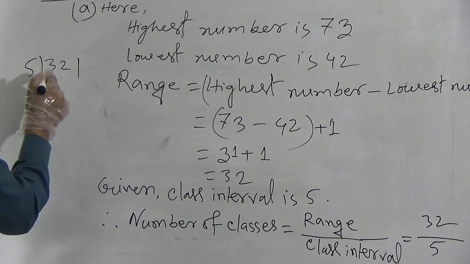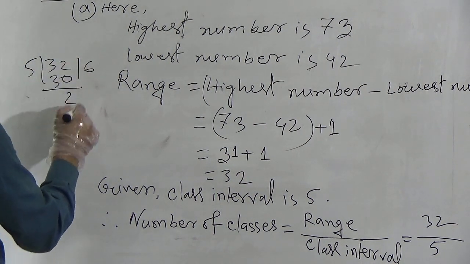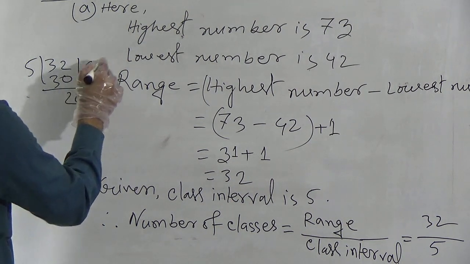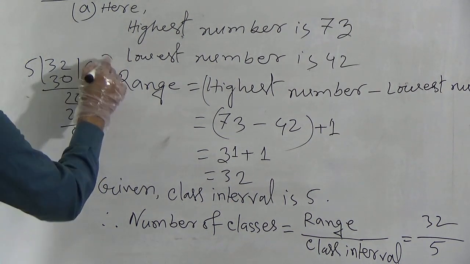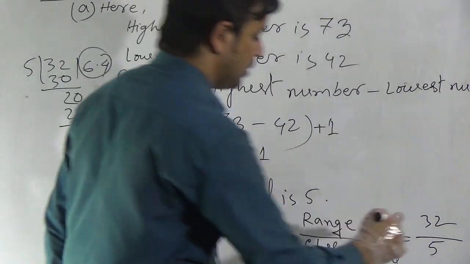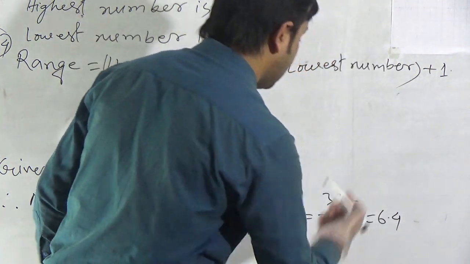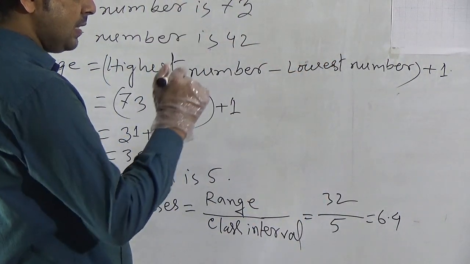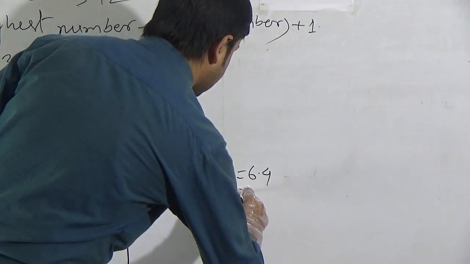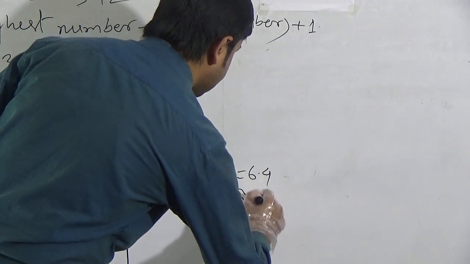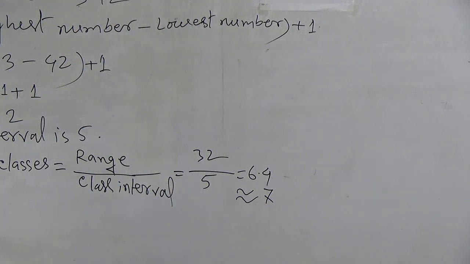We will get here 5 6s are 30. Now 2 left, take the decimal 0, 4 times 5, 4 5s are 20. So you can say 6.4. This is equal to 6.4. But the number of classes cannot be a decimal fraction. So we can take the next integer, that is 7. So we can say the number of classes will be 7.